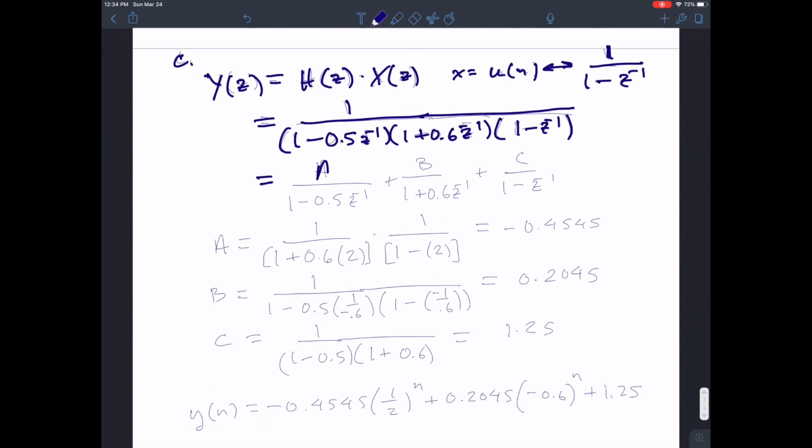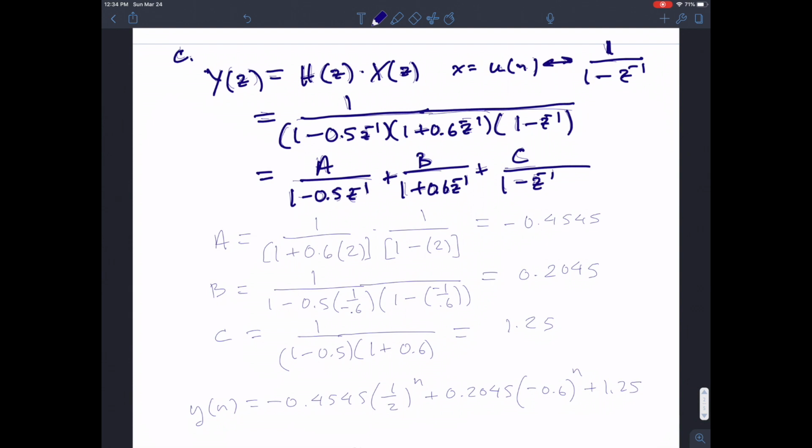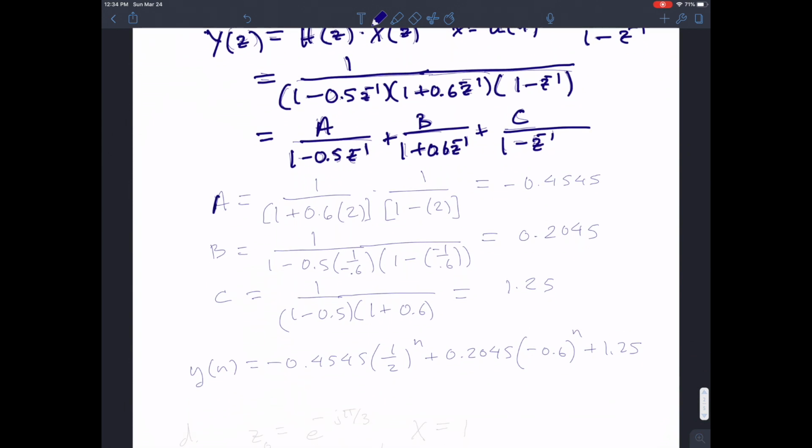Okay, so that leaves us with a over 1 minus 0.5 z to the minus 1. We're going straight to partial fraction expansion. You've done this a lot. You did it in differential equations, you did it in signals and systems, you did it probably in control theory, and now you're doing it again. Partial fraction expansion. So we can work that pretty quickly.